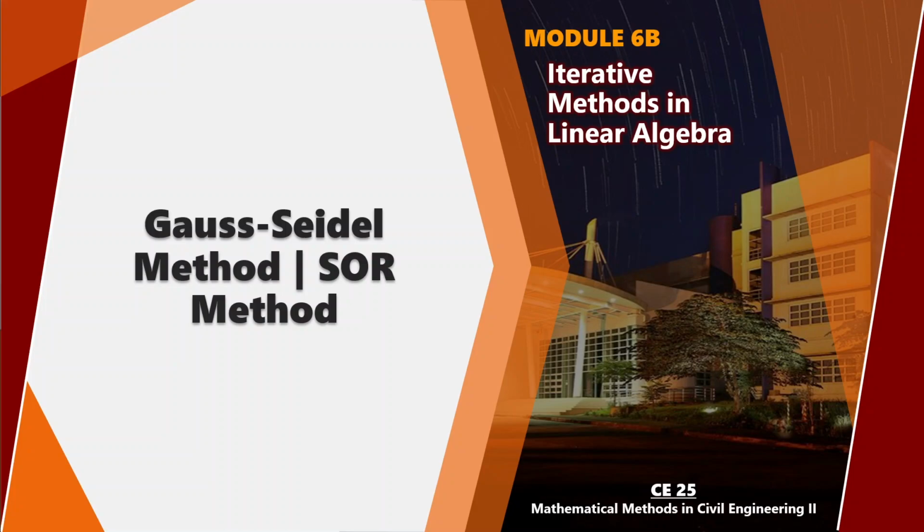Hello everyone, we're still in Module 6B, the iterative methods in linear algebra. We have just finished discussing the Jacobi method in the previous content. This time, we'll just expand our knowledge, or extend what we know, to the Gauss-Seidel method and the SOR method. So how do we apply these?